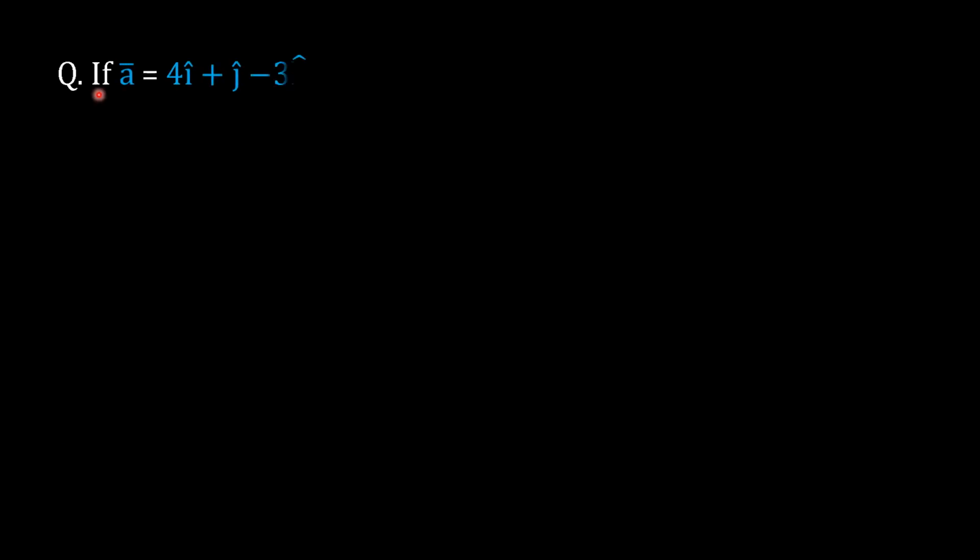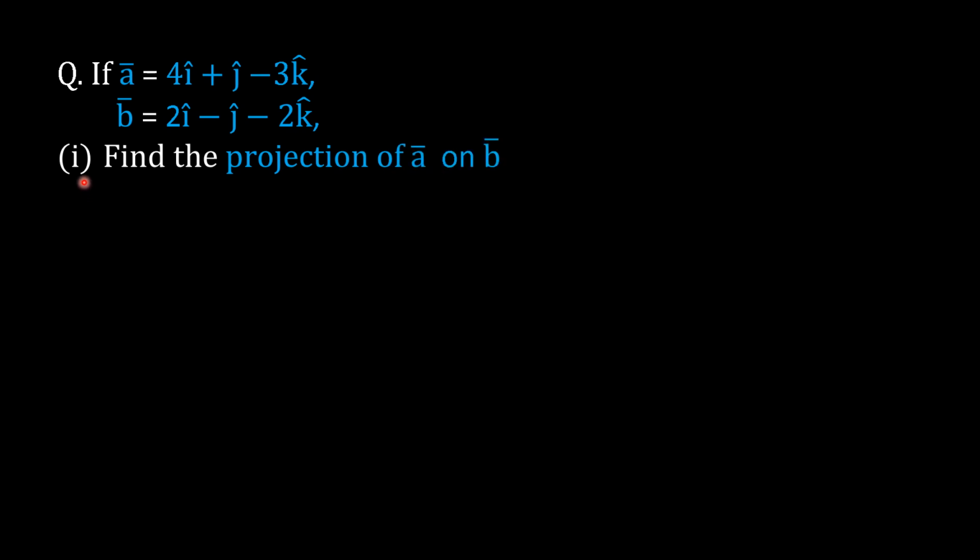Next question: if A bar equals 4I cap plus J cap minus 3K cap, B bar equals 2I cap minus J cap minus 2K cap, we have to find number 1, the projection of A bar on B bar, and number 2, the projection of B bar on A bar.